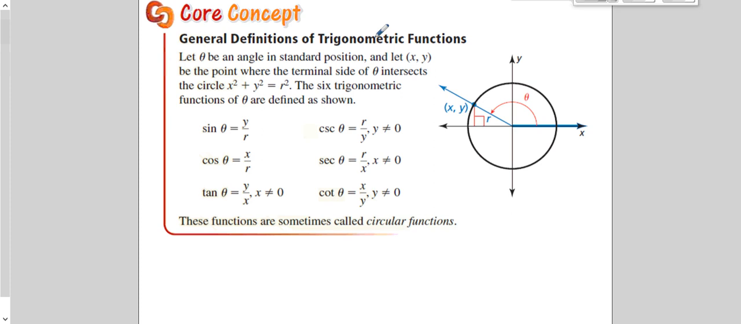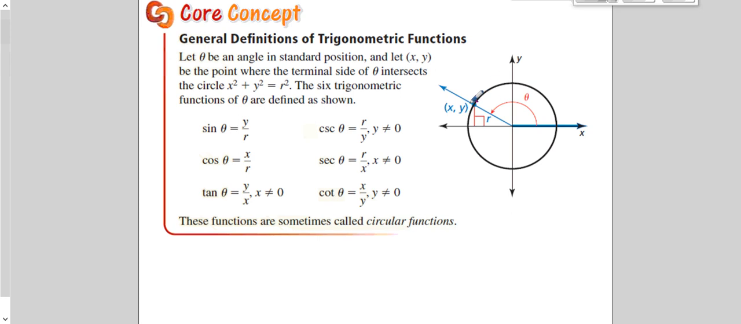General definitions of trigonometric functions. Let theta be an angle in standard position. Let x, y be the point where the terminal side of theta intersects the circle x squared plus y squared equals r squared. The 6 trigonometric functions of theta are defined as follows.